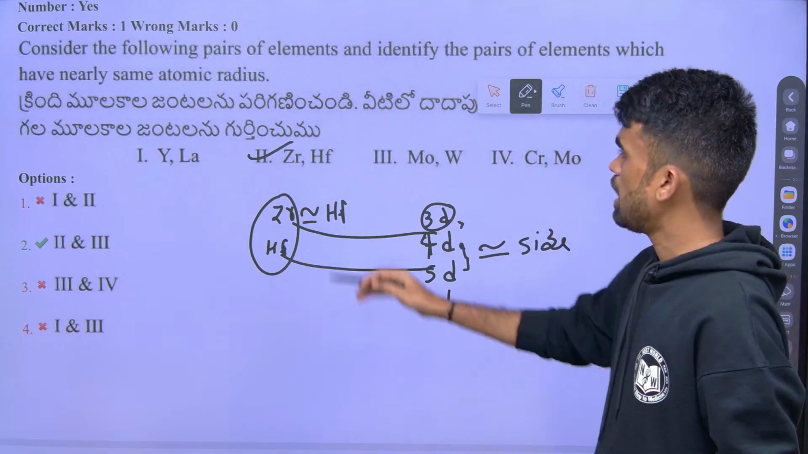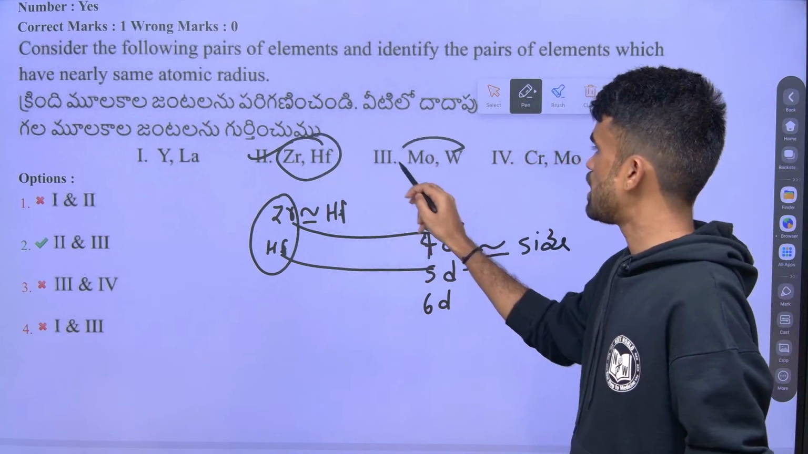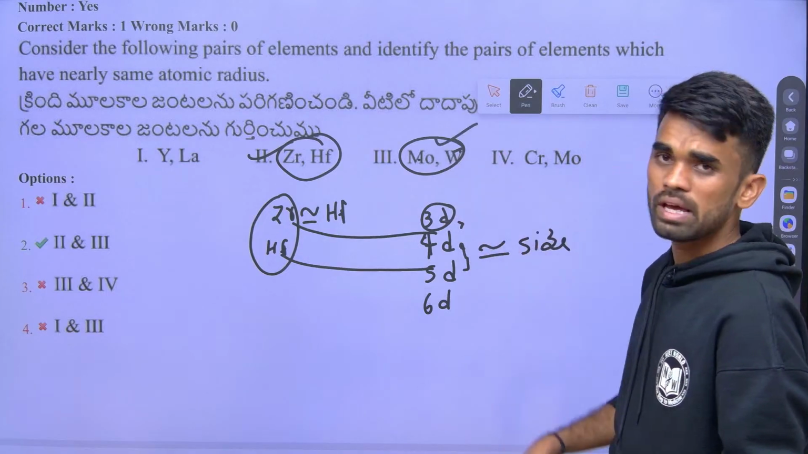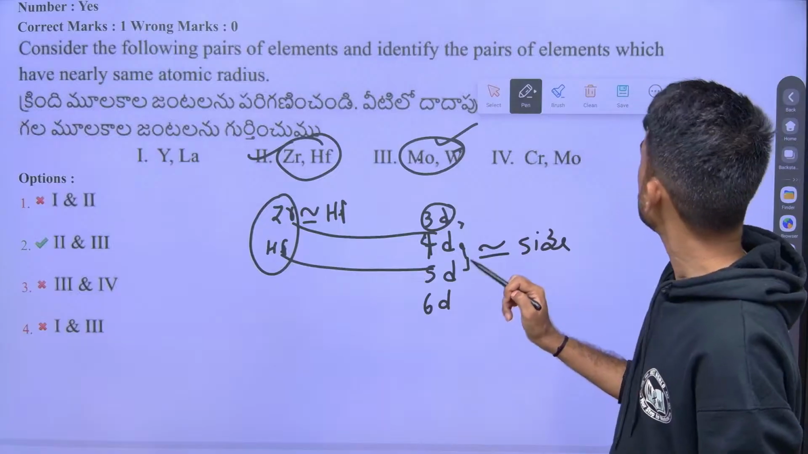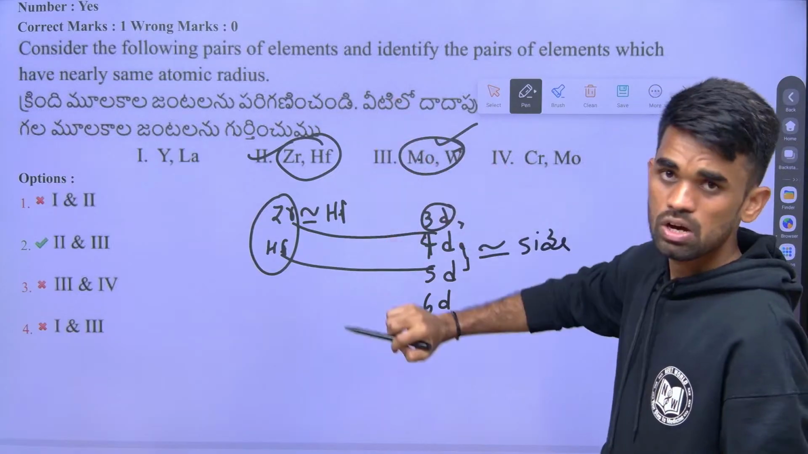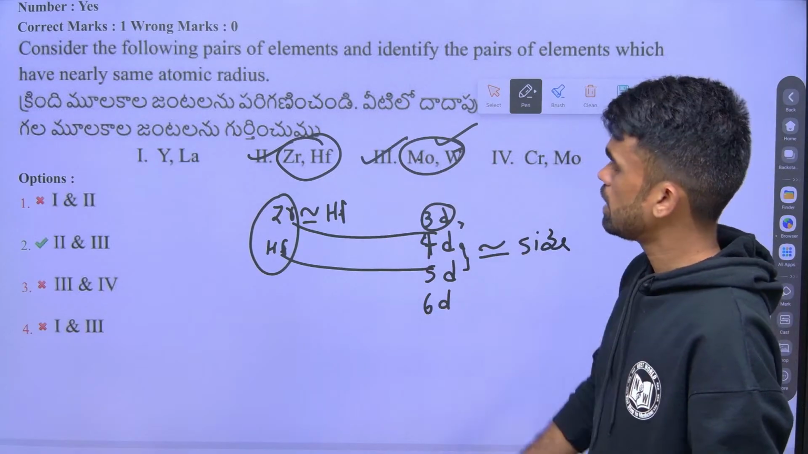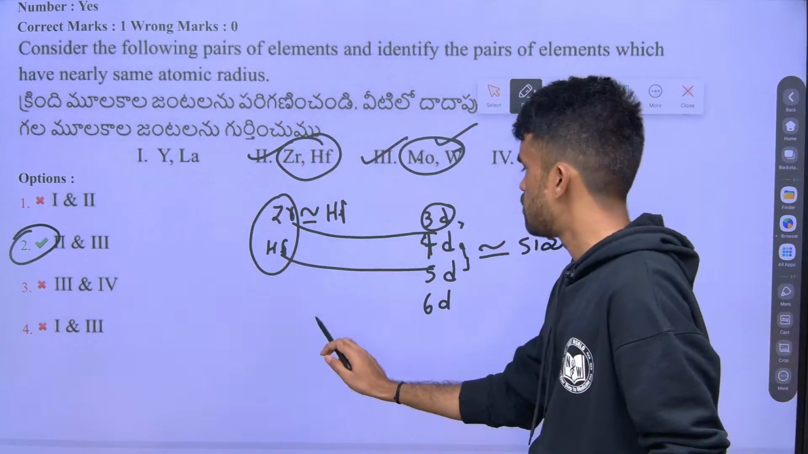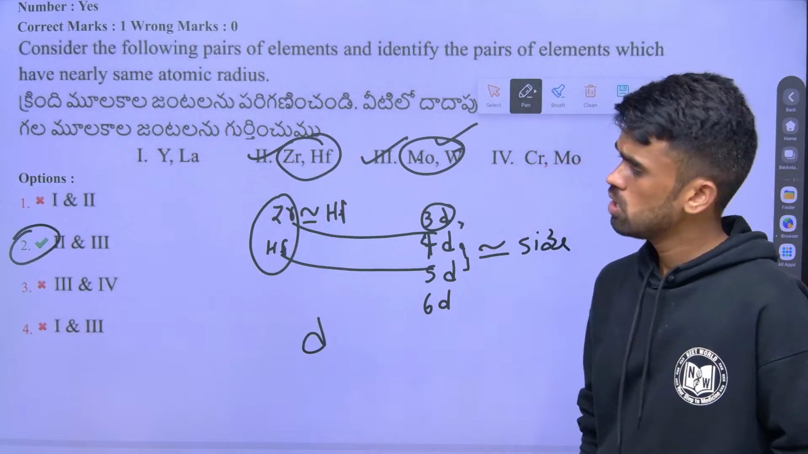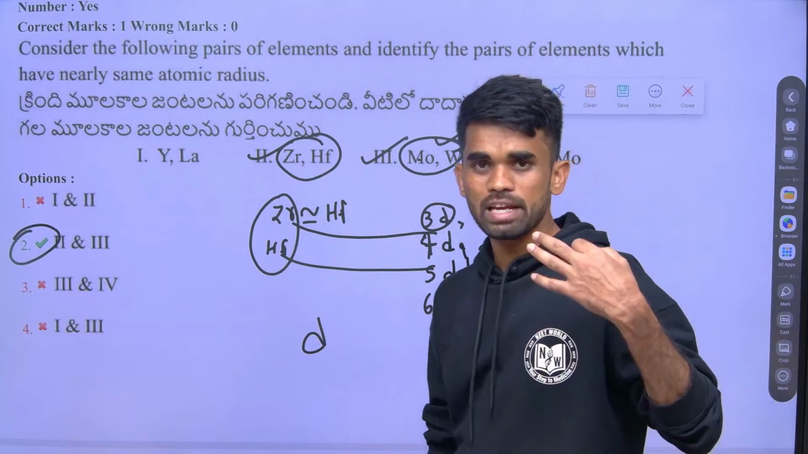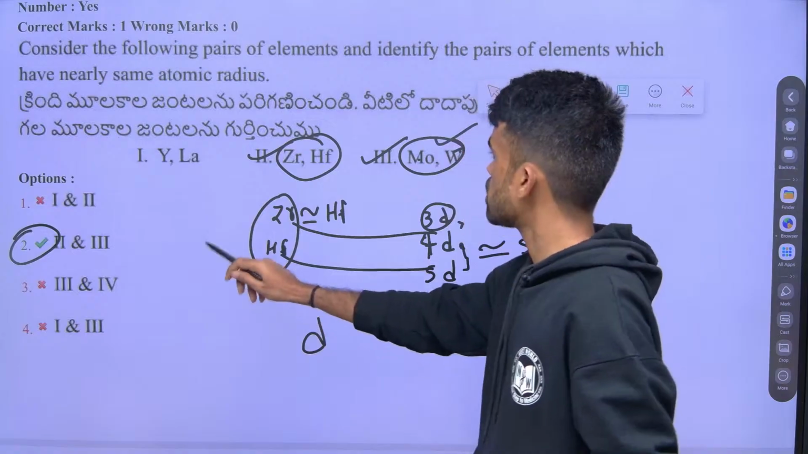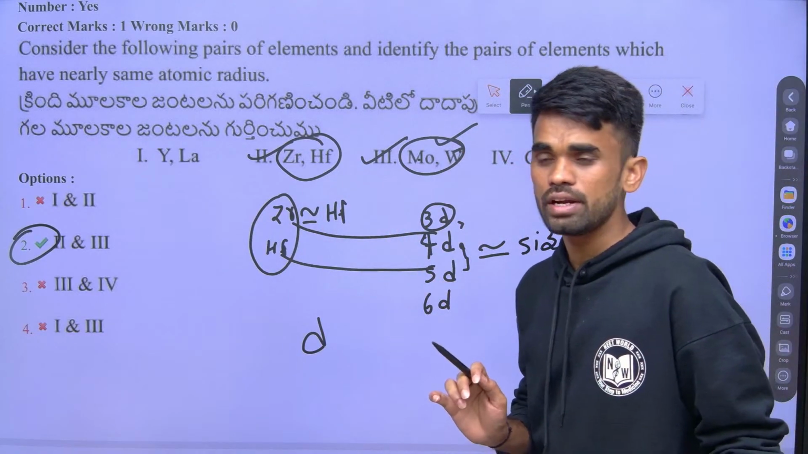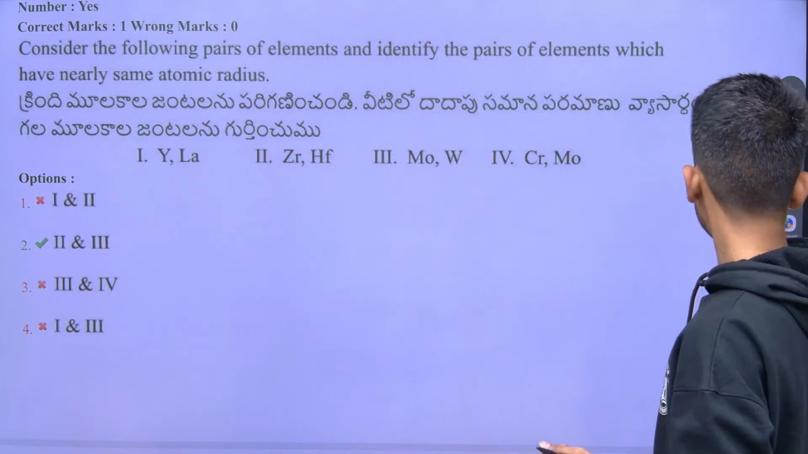Along with these options, these also belong to the 4d, 5d series elements, so they will also have similar sizes, or the same atomic radius. So I can choose 2 and 3. 2 and 3 is the best answer for this. You will be studying about this in the d block. Every student preparing even for boards will come across these kinds of statements, due to lanthanide contraction and all. Okay, let's move further.